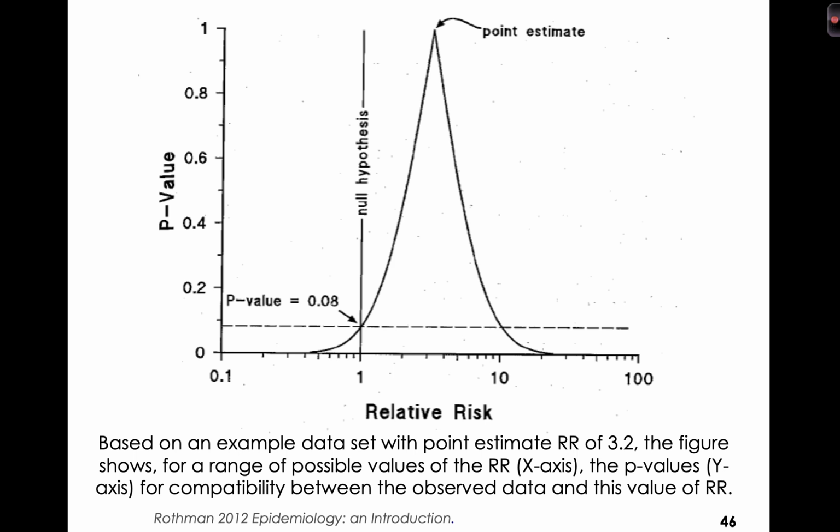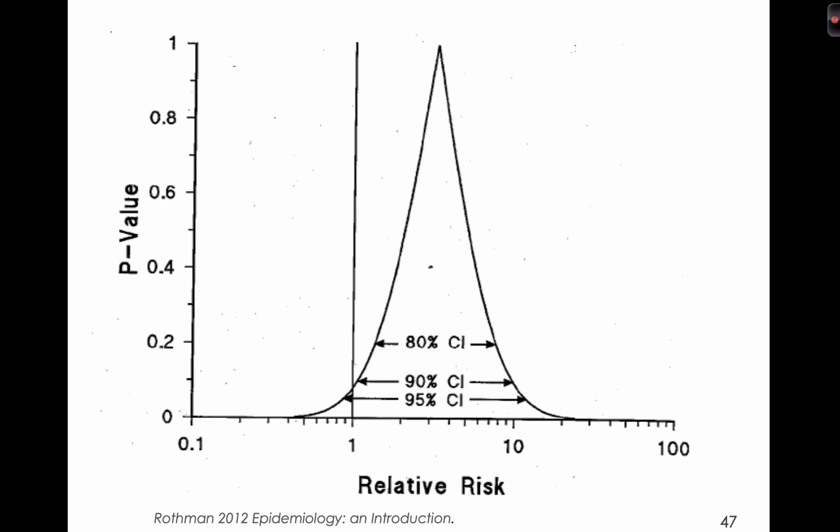So this curve generates the compatibility of the observed data with different values of a relative risk, and then p-values are used to help capture that random error. Same curve, but now we're showing some confidence intervals superimposed on it. In this case, the 95% confidence interval at the bottom, the right end of that is above 10, and the left end of it is just slightly below 1.